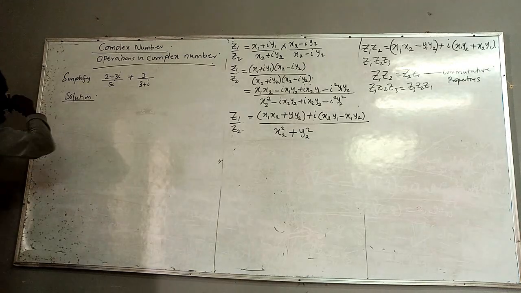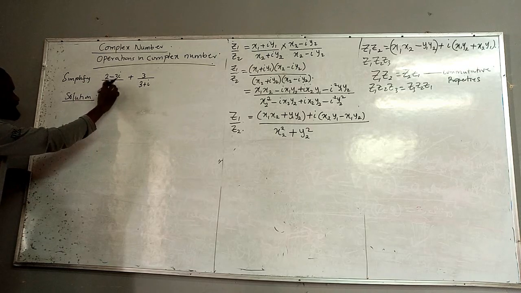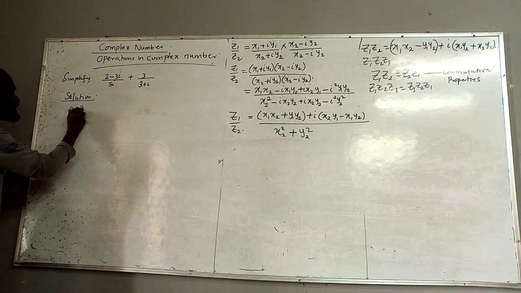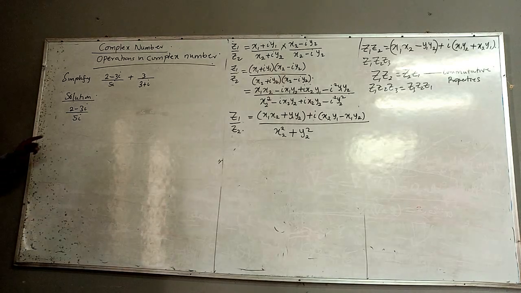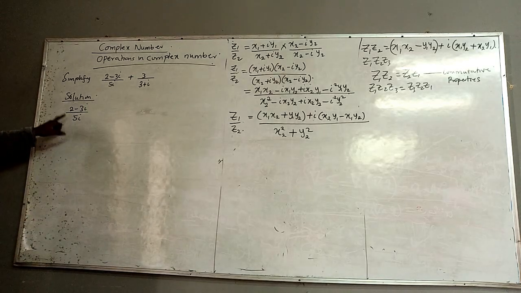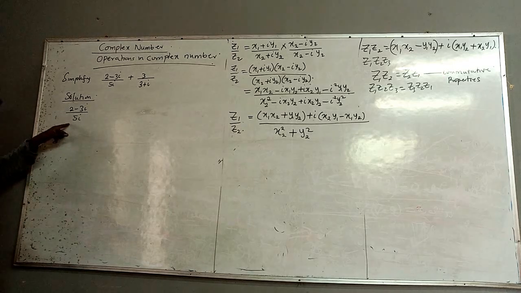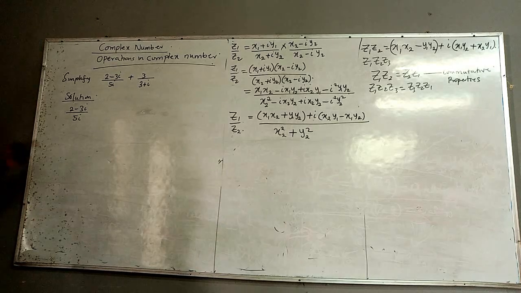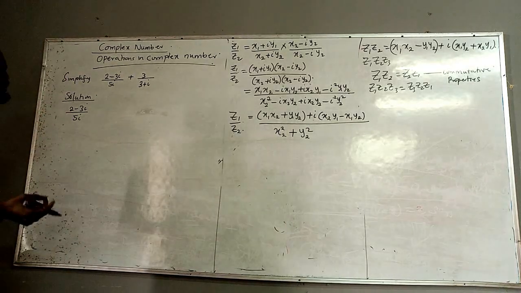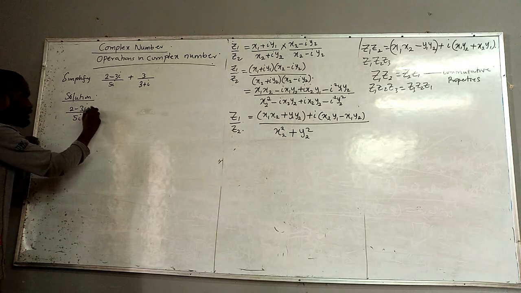Now, solution. Let me rationalize. I think that will be very easy for me and more direct. If I rationalize this part, I have (2 minus 3i) divided by 5i. Anytime you are having a question of complex numbers, the denominator must not have i. You must not have an i as your denominator. If you have i as your denominator, then you must rationalize. The same thing when you have a surd in your denominator, you are going to rationalize.